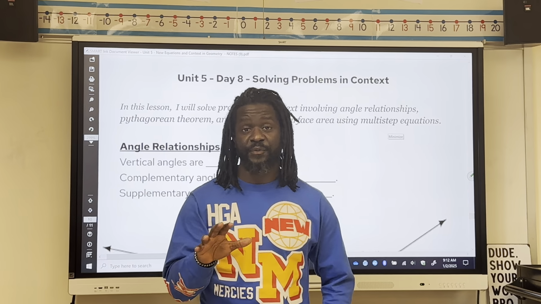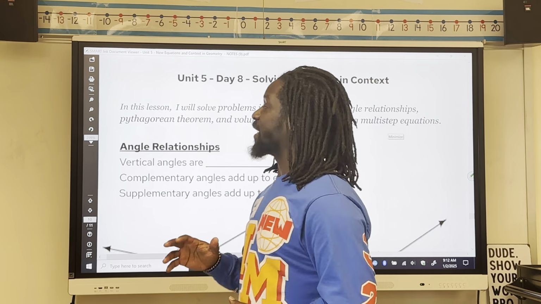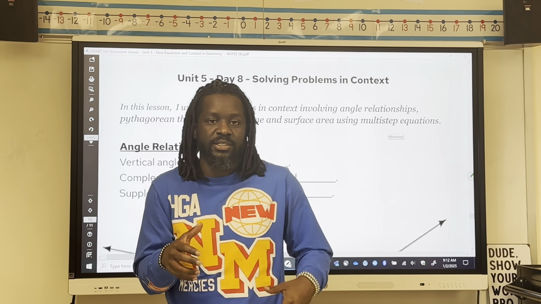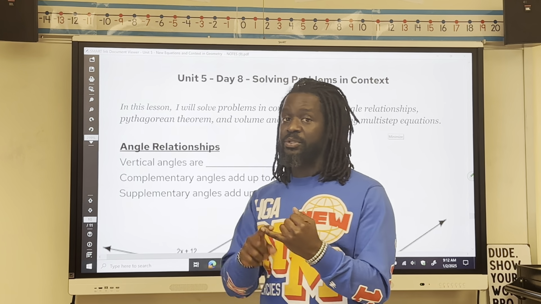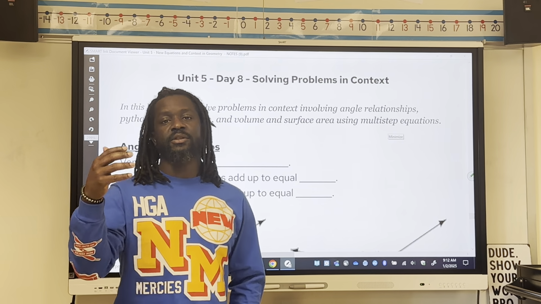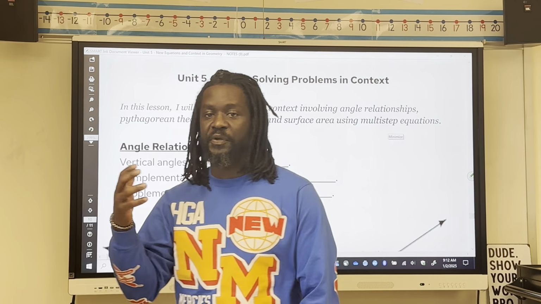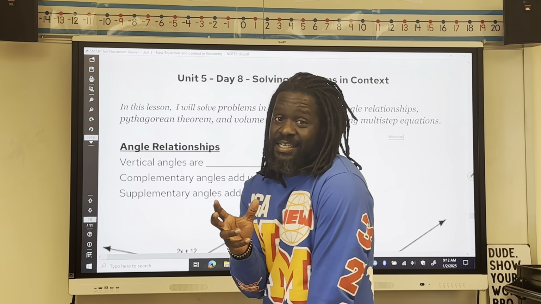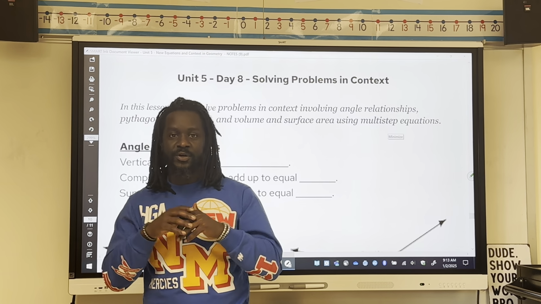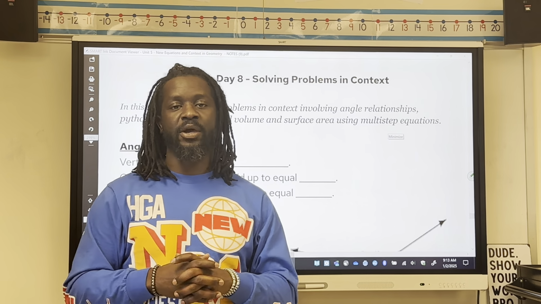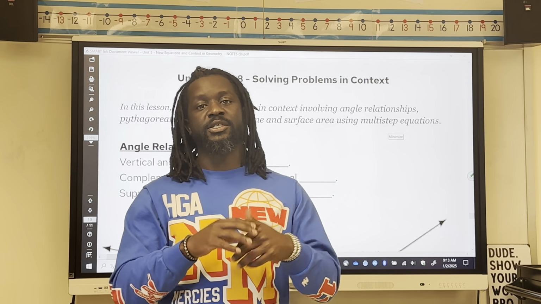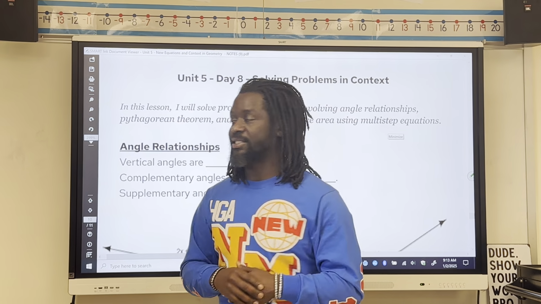We are in Unit 5, Day 8. In today's lesson, we're going to be solving problems in different contexts, applying the Pythagorean theorem, angle relationships, and what we learned about finding the volume of three-dimensional figures. All right, so we got a lot to cover. I'm going to start by reviewing what we have learned, and then I'm going to be applying it. I'm going to do a problem, you'll do a problem, and so on and so forth till we get to the end of this video. All right, so let's dive in.